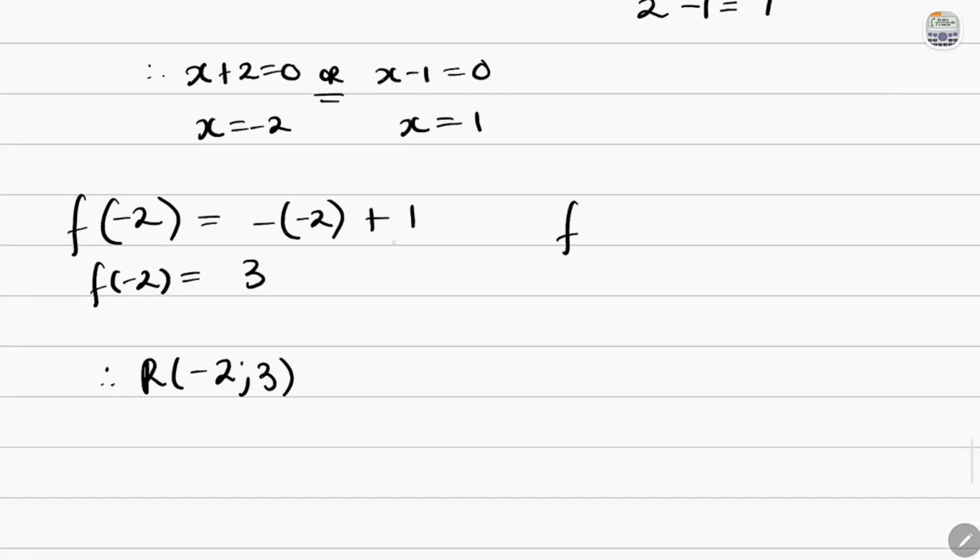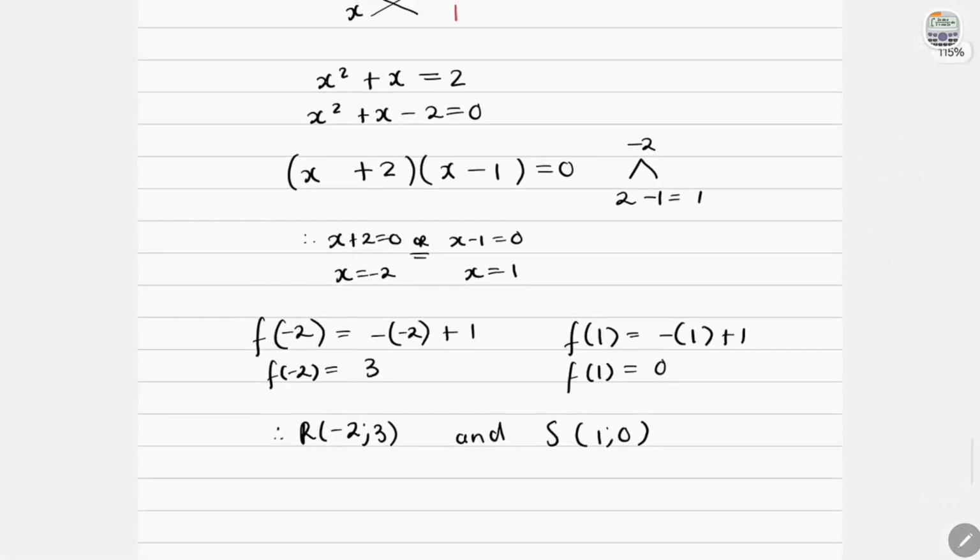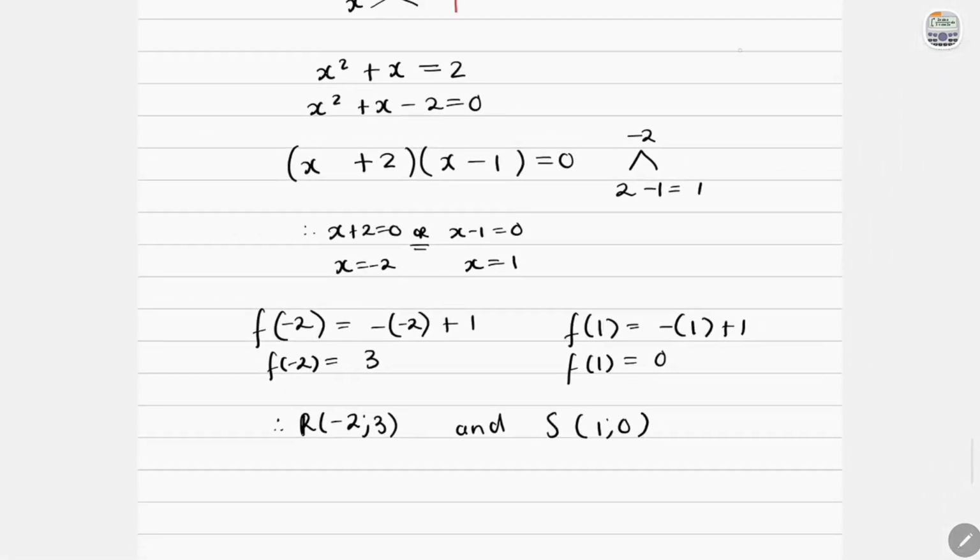And then substitute to find the y value here. That is, 1 is equal to minus 1 plus 1, and it is indeed 0. So finally we can see that S is 1 and 0. And there we go, we have found these coordinates. Moving on to the next question.